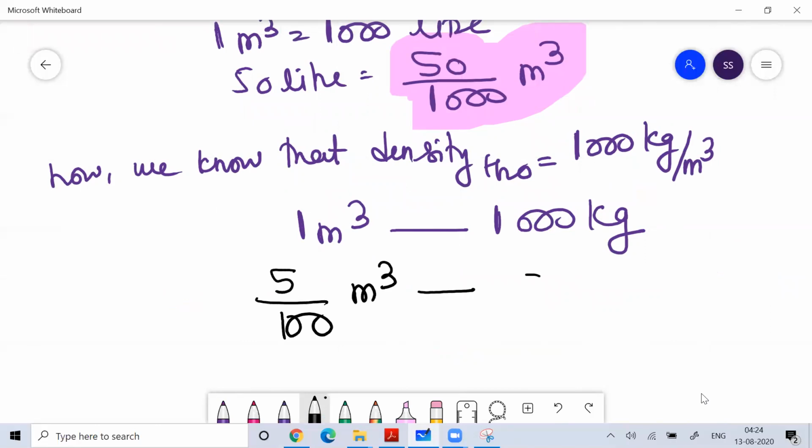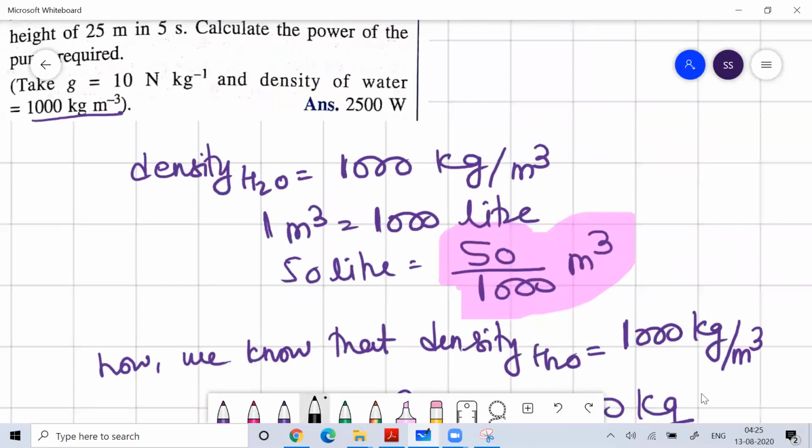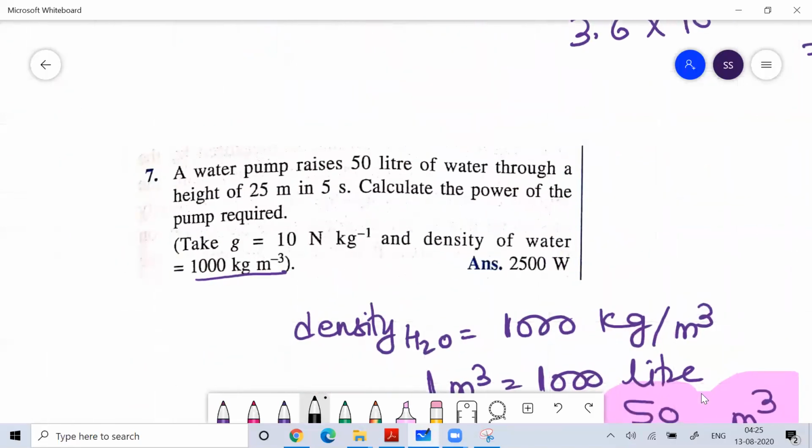That would be 5 by 100 into 1000. I can say 50 kg. So that is the mass of water, 50 kg. So here in this question, the mass of water is 50 kg. So the m is equal to 50 kg. Okay, and the height is 25 meter, and the time is 5 seconds.